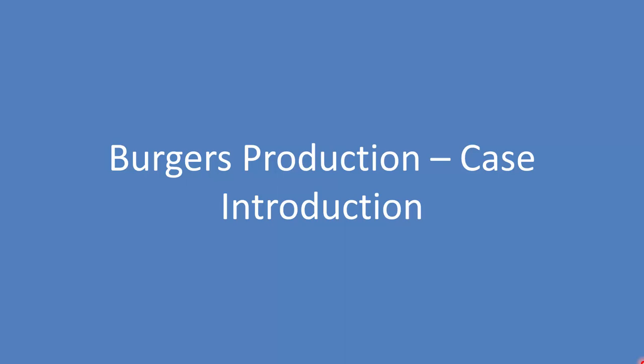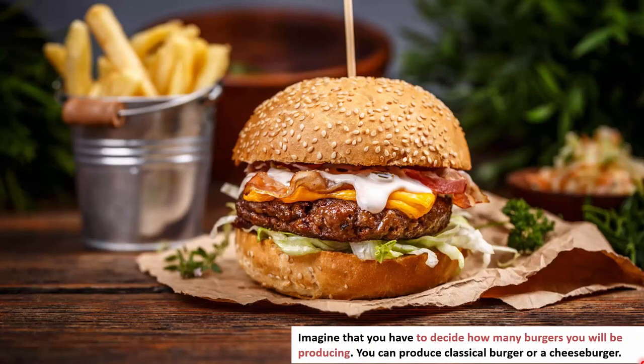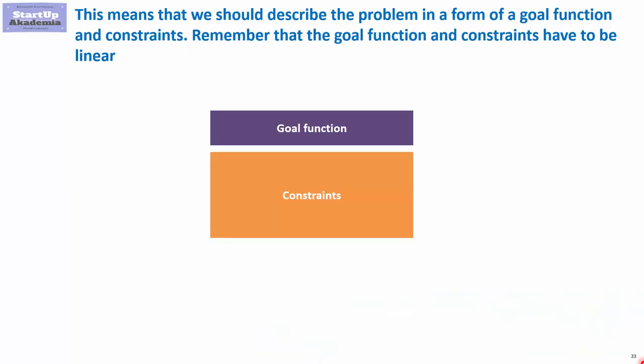Burgers production, case introduction. Imagine that you have to decide how many burgers you'll be producing. You can produce a classical burger or a cheeseburger. In order to find the optimal solution, we're going to use linear programming. Just as a reminder, this means that we should describe the problem in the form of a goal function and constraints, and we have to only use linear functions for that.